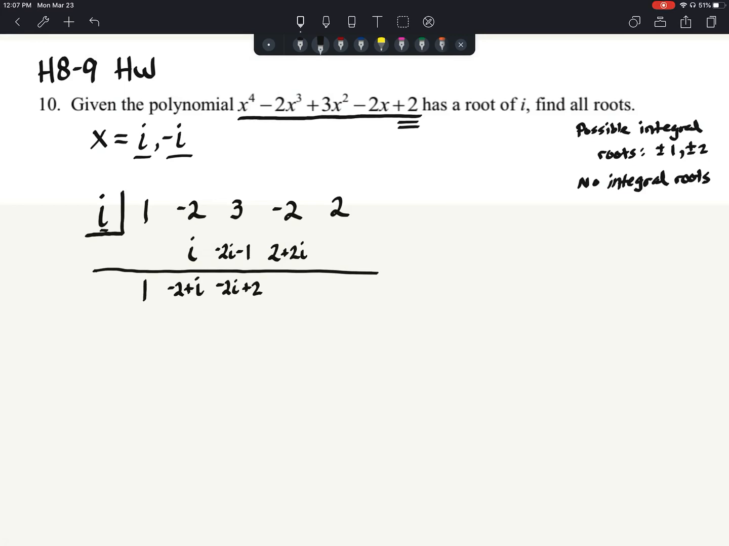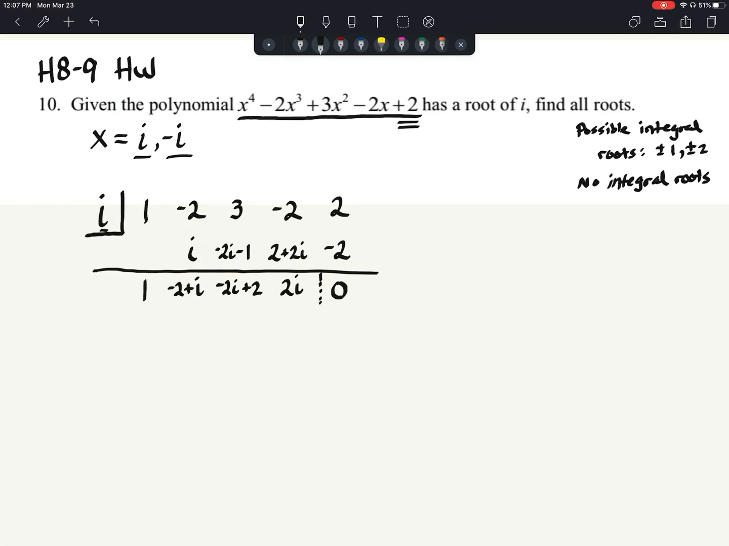Now we're going to add again. Negative 2 plus 2 is going to be 0, so we're left with just a 2i in that case. And now we're going to do 2i times i. We're going to get 2i squared. Remember, 2i squared is going to be negative 2. So when we add those there, we get a 0 there. So i, obviously, is a root there, and that'd be like x minus i is our factor.